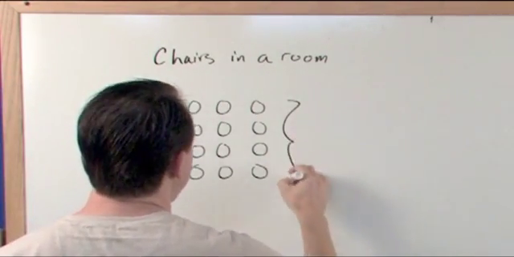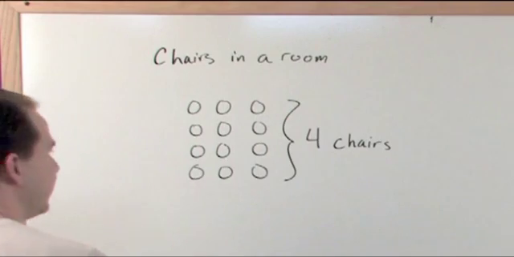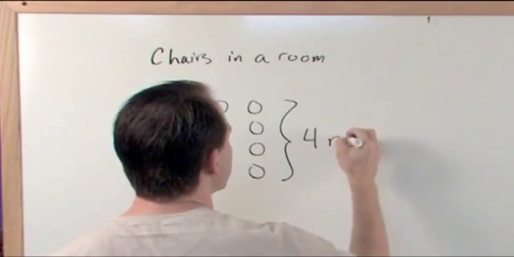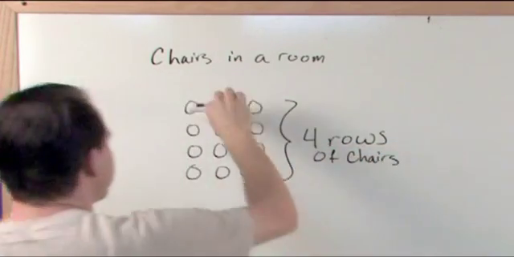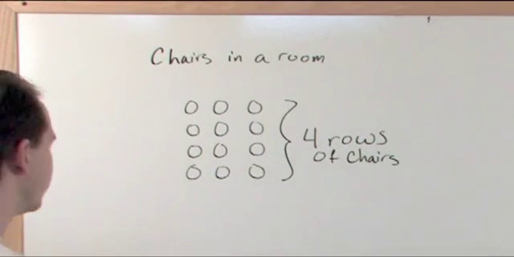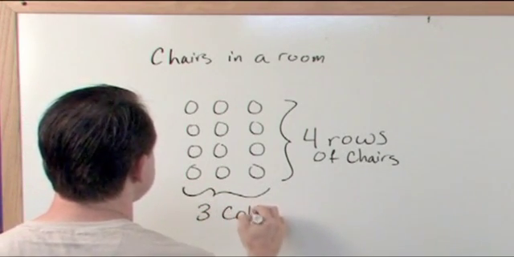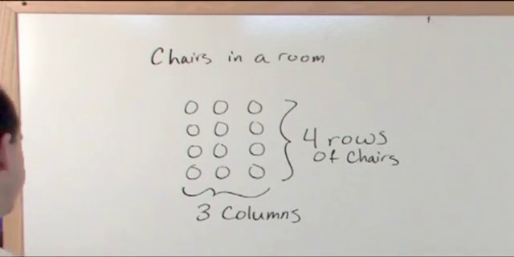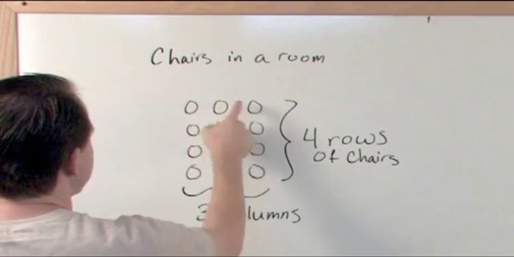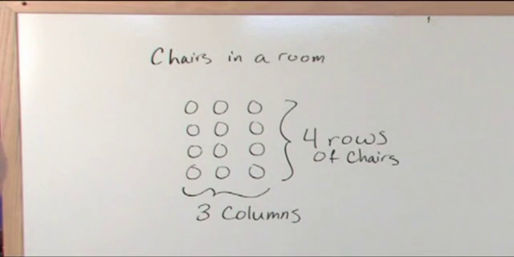And let's say I have four rows of chairs. Okay, this is one row, one row, one row, and one row, so that gives me four rows. And then here I've arranged them into three columns. So you already know from your basic math, how many chairs do you have here? 1, 2, 3, 4, 5, 6, 7, 8, 9, 10, 11, 12 chairs. So you know you have 12 chairs in this room. And you can just say, oh, I have 12 chairs in the room.